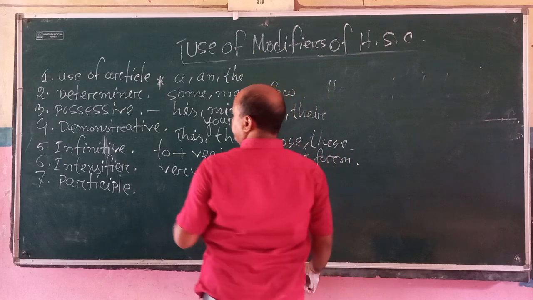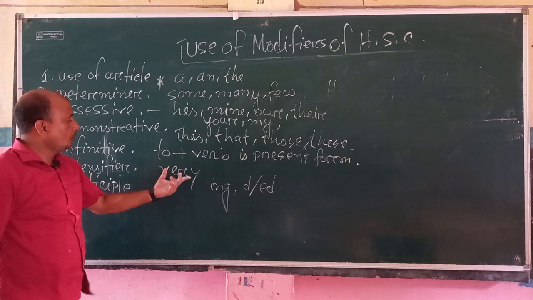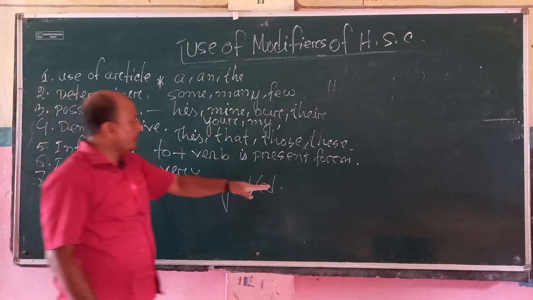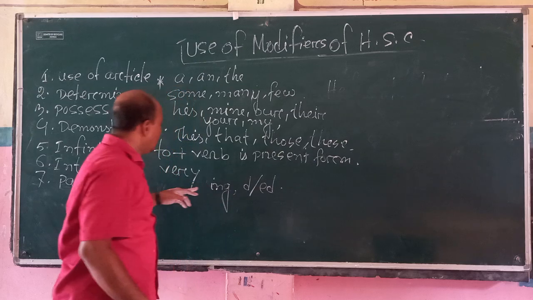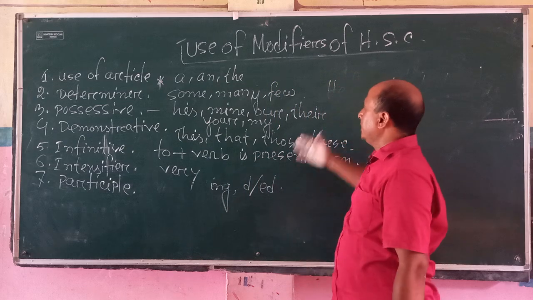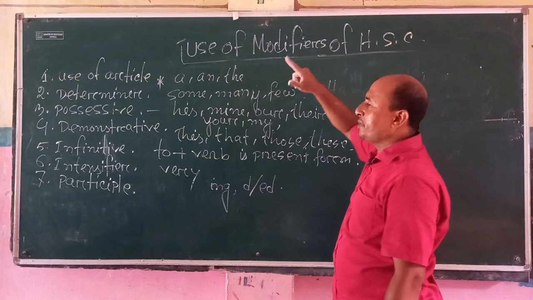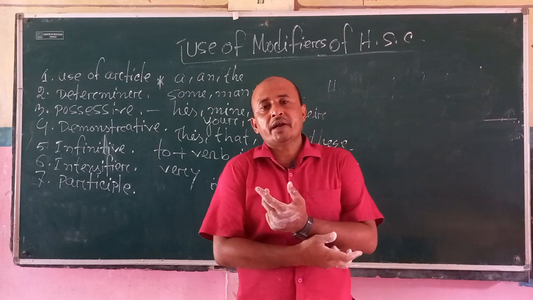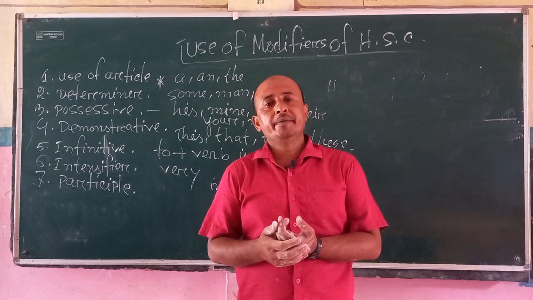Then another question: if they ask you to give an intensifier to fill in the blanks, you will write very. If they ask for a participle form, present participle or past participle, you will use the verb plus ing or d or ed at the end of the verb. Thus, a student can answer question number 9 of H.S.C level using various kinds of modifiers. I hope that all of you benefit if you follow these rules. Thank you very much to everybody.